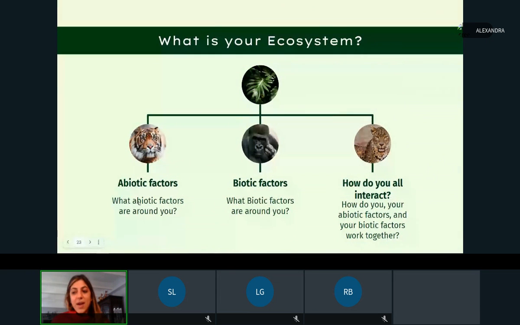What are some abiotic factors around you? And I don't just mean you in your kitchen. I mean you in your neighborhood, right? What are some biotic factors around you? And then how do you all interact?